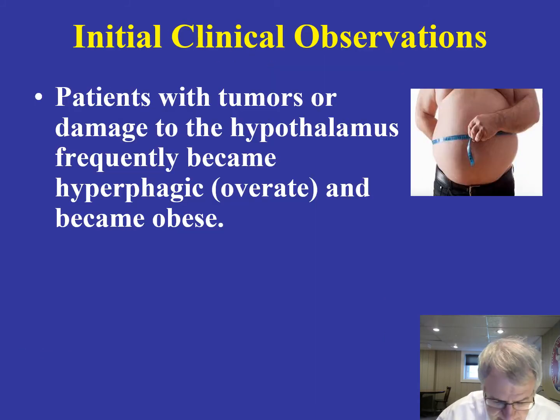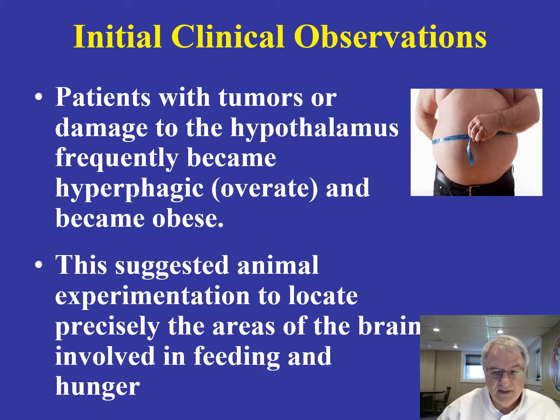So when we take a look at some initial clinical observations, patients with tumors or damage to the hypothalamus became hyperphagic. They overate, and they became obese. And indeed, when they did post-mortem examinations on these individuals, you could clearly see the tumors in the area of the hypothalamus. So that really suggested some very important animal experiments that were done to precisely locate the areas of the brain that were involved in our eating behavior.